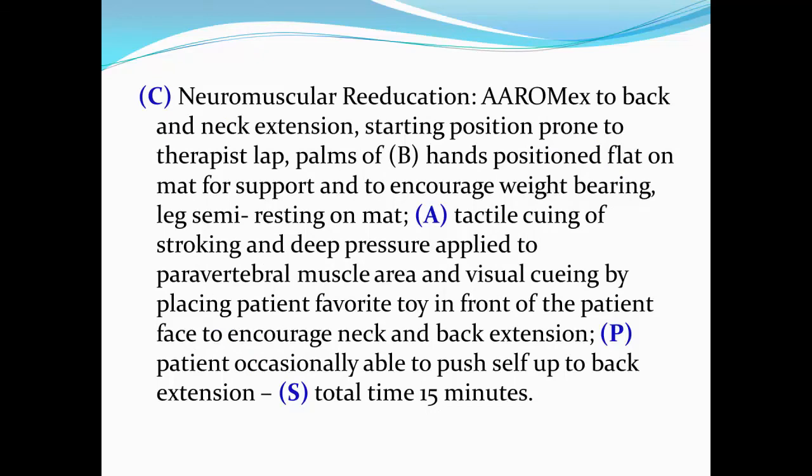Neuromuscular reeducation. AAROM exercise to back and neck extension. Starting position prone to therapist lap. Palms of both hands positioned flat on the mat for support and to encourage weight bearing. Legs semi-resting on the mat. A. Tactile cueing of stroking and deep pressure applied to the paravertebral muscle area and visual cueing by placing patient's favorite toy in front of the patient's face to encourage neck and back extension. P. Patient occasionally able to push self up to back extension. S. Total time 15 minutes.